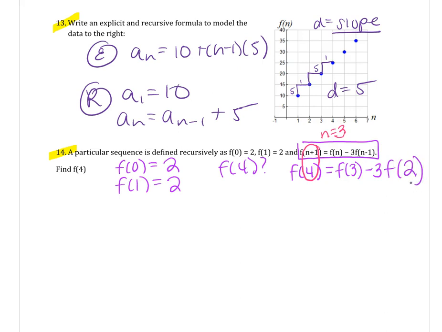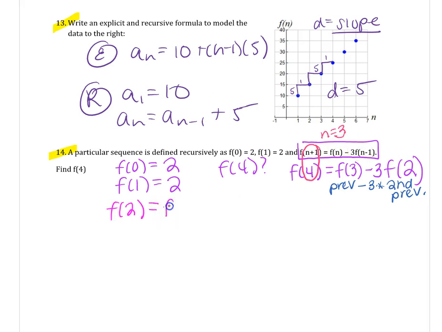So now think about this in the order of the terms given. If I want one term, I'm going to need the previous term, take away 3 times the second previous term. That's the pattern. Now, I don't have f of 3 or f of 2 for that matter, but I do have 0 and 1, so that means I can find the next one in that sequence. I can find f of 2.